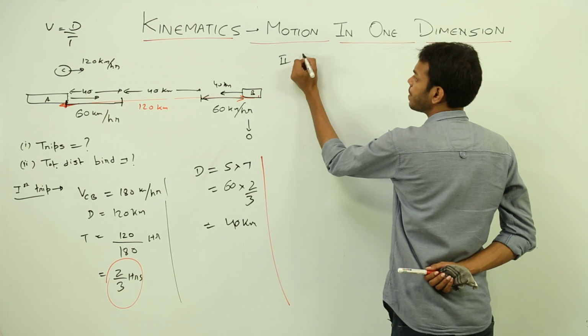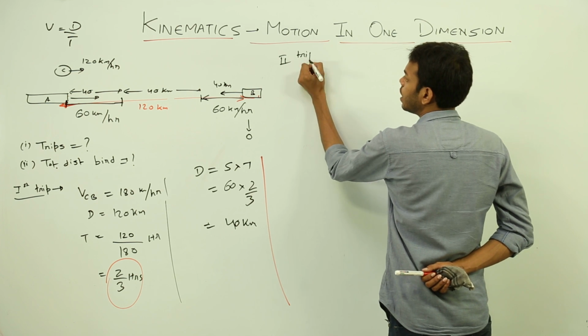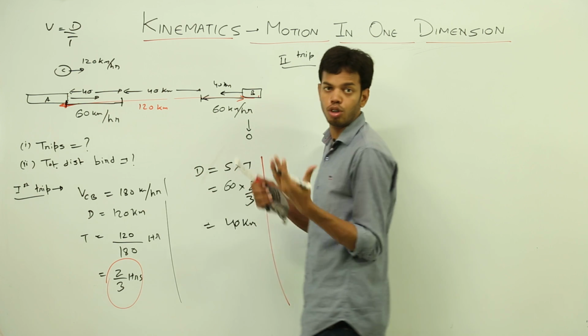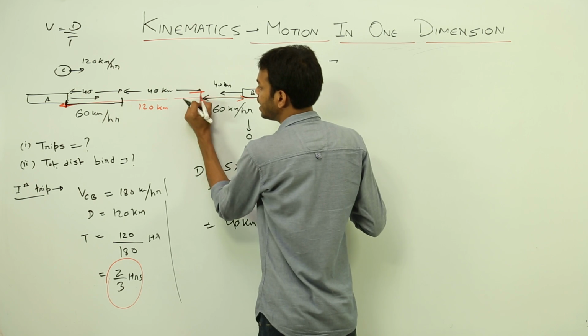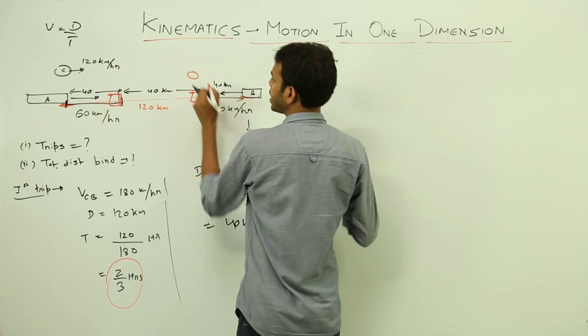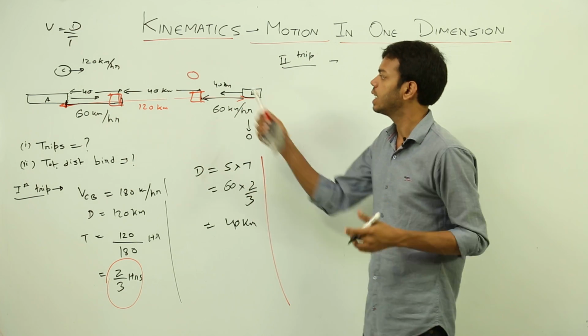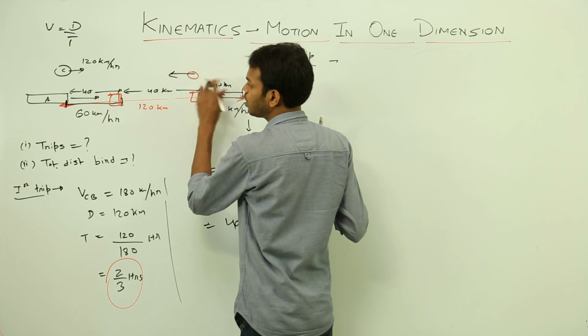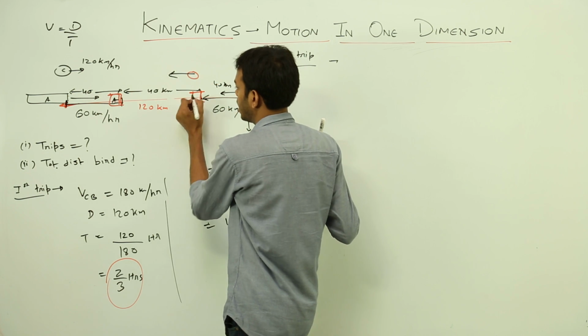Let's calculate the second trip. In the second trip, where is the bird and where are the new positions of the trains? Train B has reached here, train A has reached here, and bird C is on top of train B. Now the bird C flies back towards train A.